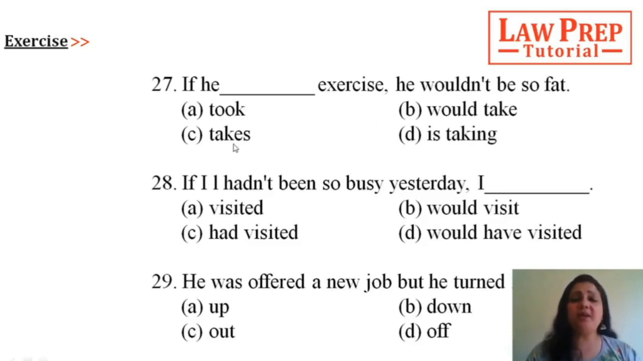Takes simple present, not applicable. So if we took exercise, if we would take, we don't add a model, there's already a model. So the answer would be: if he took exercise, he wouldn't be so fat. Same sentence, just to cross-check yours. If he takes exercise, he will not be so fat. If he took exercise, he wouldn't be so fat. If he had taken exercise, he wouldn't have been so fat.